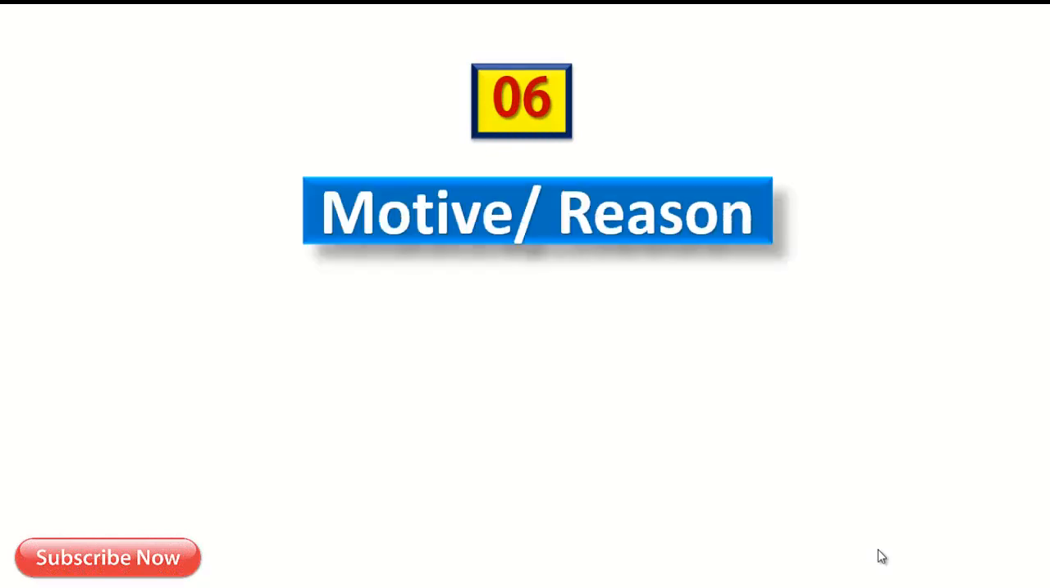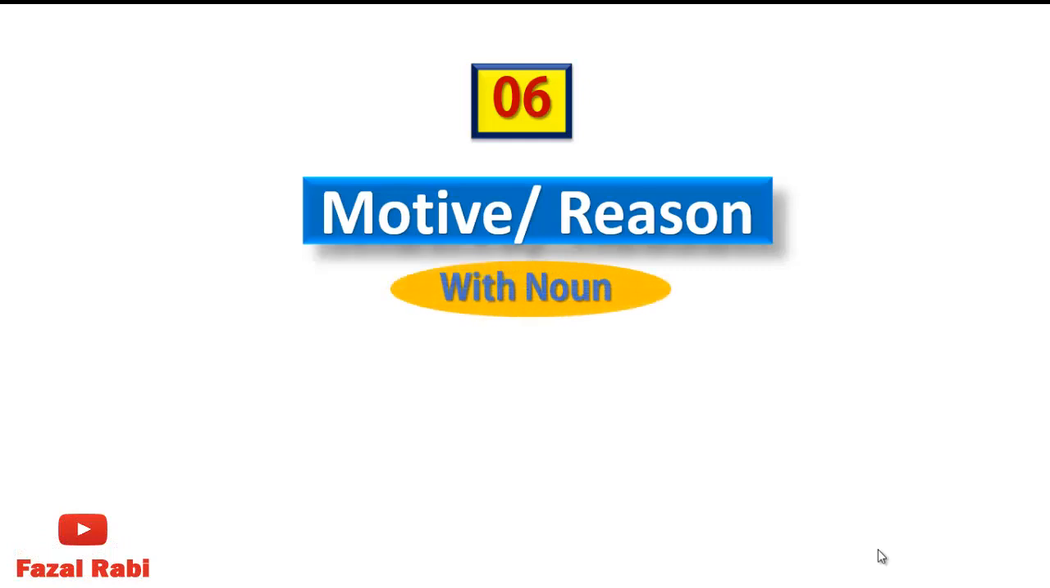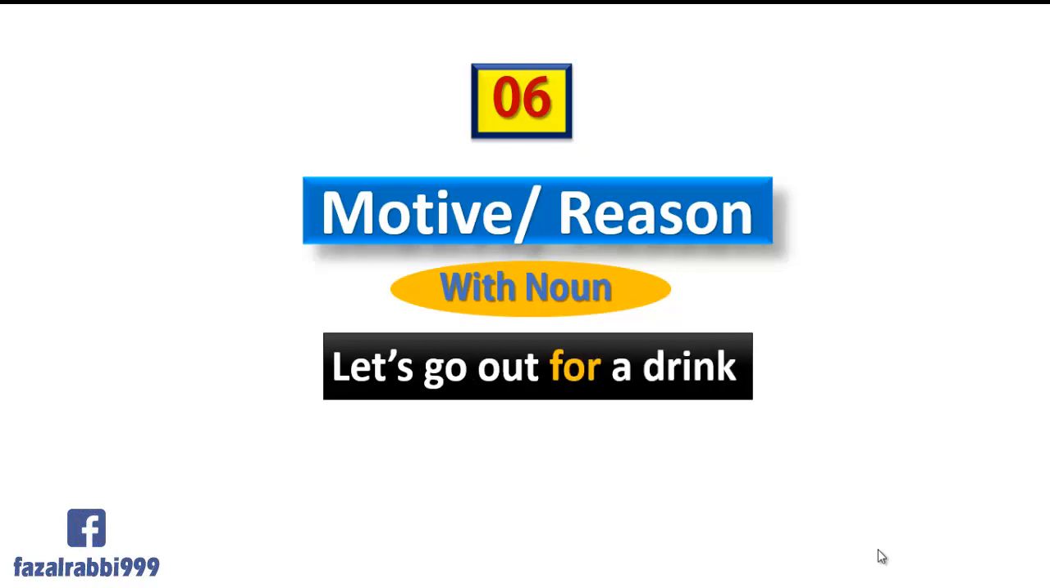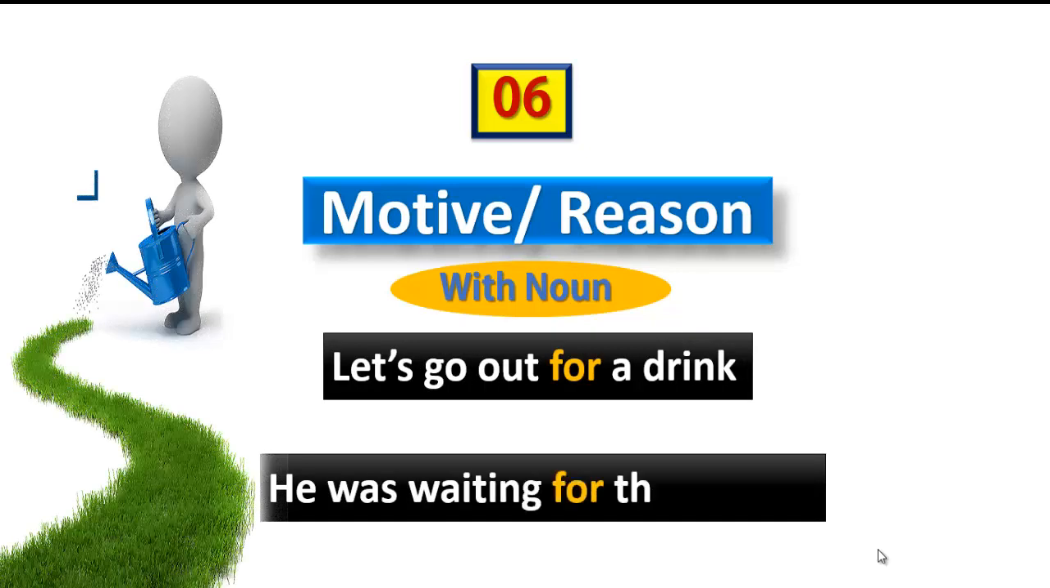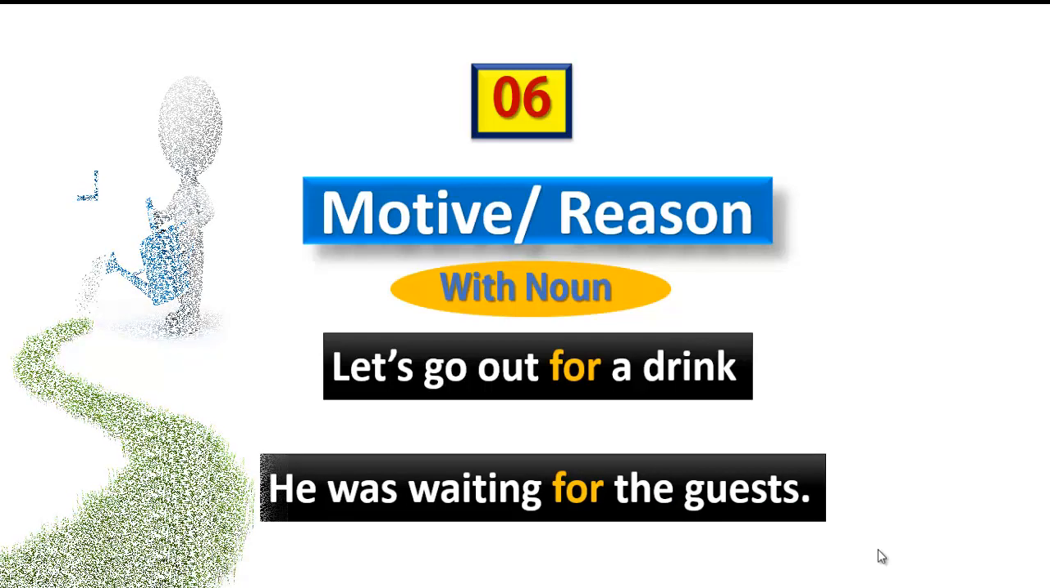Case number 6. "For" should be used for motive and reason. But the case is, there will be a noun after it. For example, let's go out for a drink. Second example is, he was waiting for the guests. So here the guest is a noun.